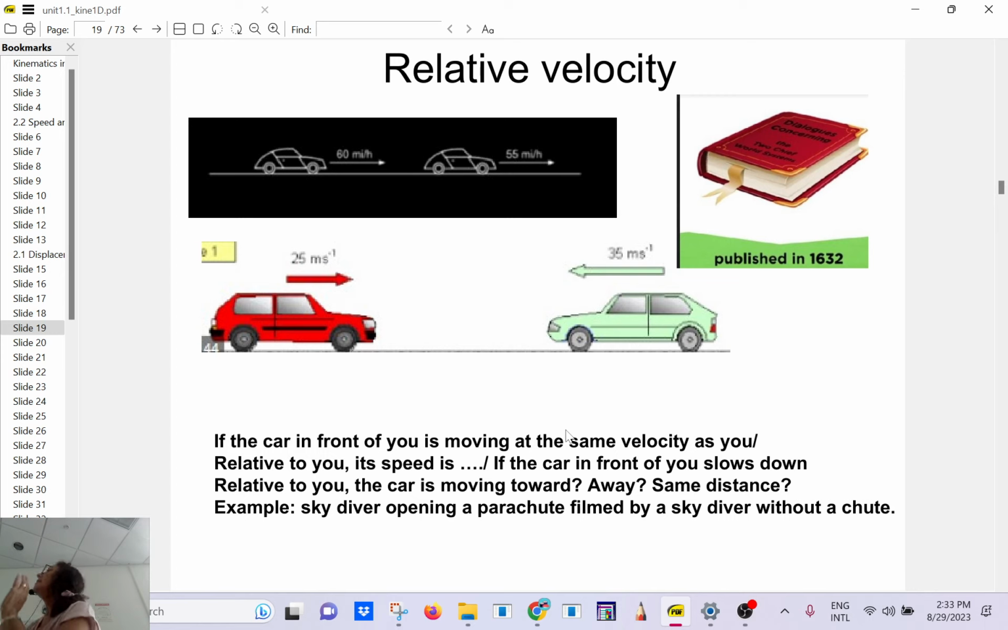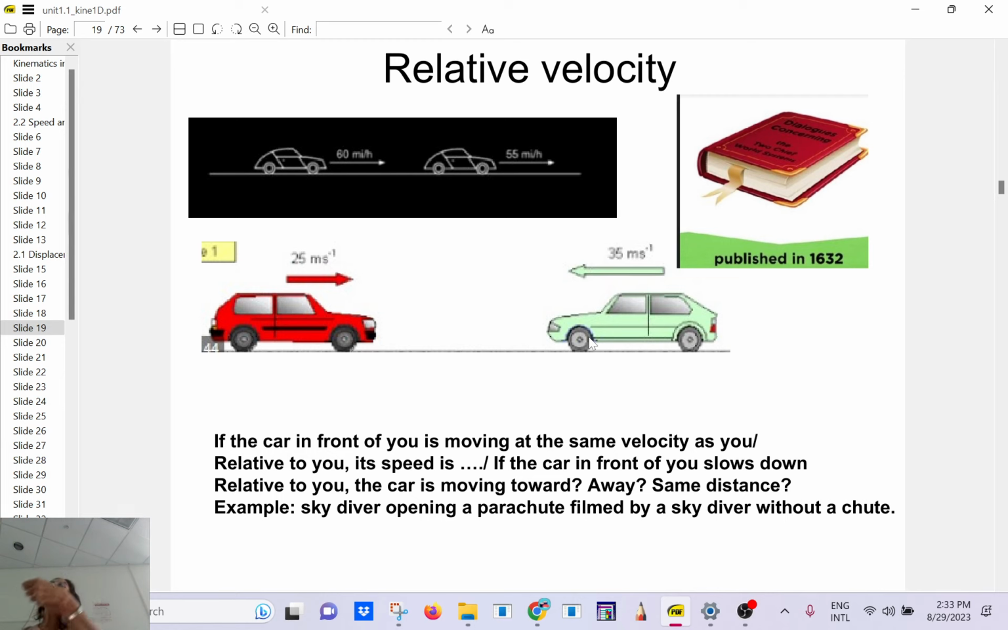If you are moving and a car is going to collide with you, is it going to take less time or more time than if you're just moving and that car is not moving? Less time. So it means it's moving faster relative to you. The collision will happen faster. So relative to this car, this one is moving faster.